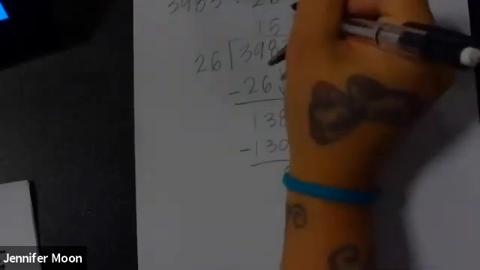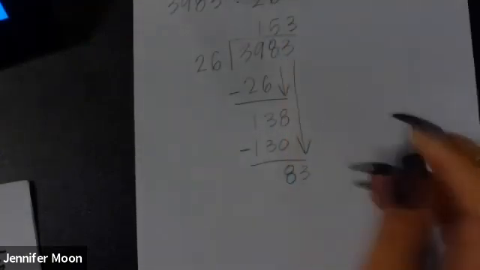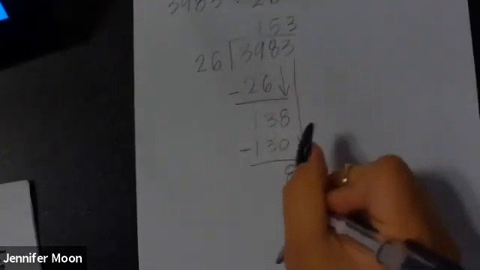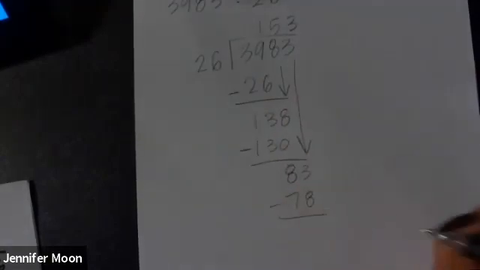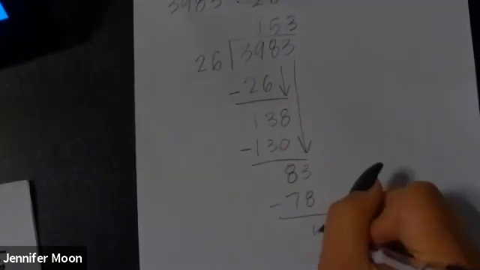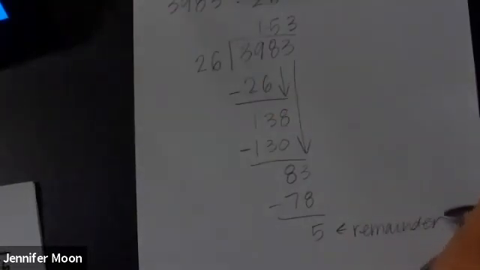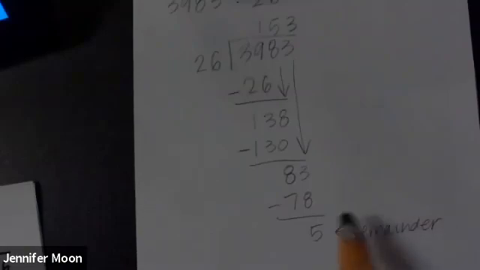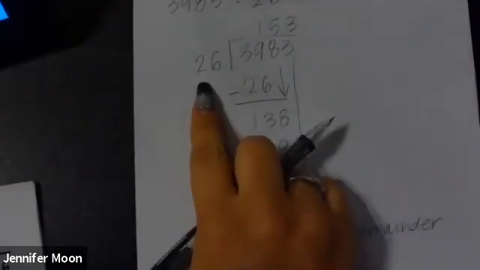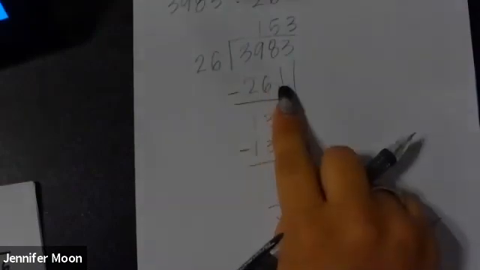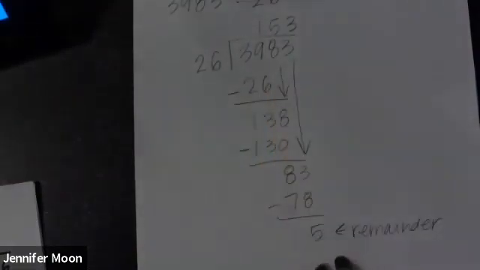Now 83 divided by 26. Well, that will equally go into that 3 times because 26 times 3 is 78, and then you subtract. The difference here would be 5. This is what we call a remainder. If your remainder is 0, then that means that your divisor equally went into your dividend, right? There was no remainder. Because I do have a remainder, that means that it doesn't go equally into it.